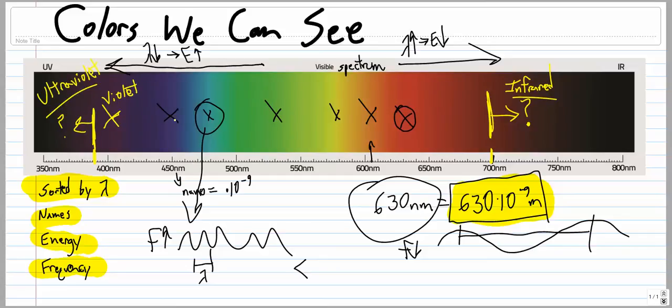So there it is. The colors that we can see are a small part of a much larger electromagnetic spectrum.